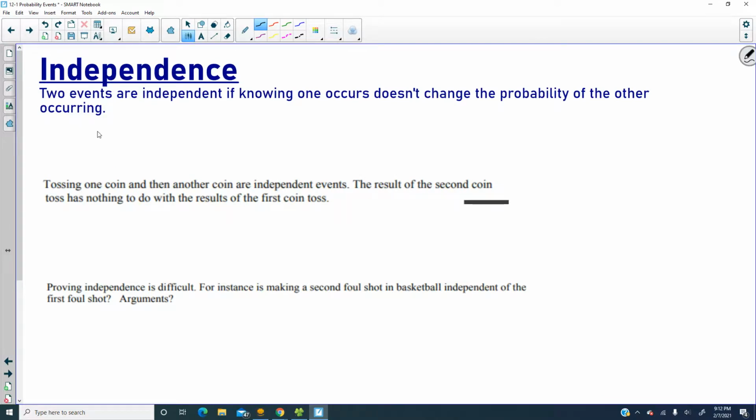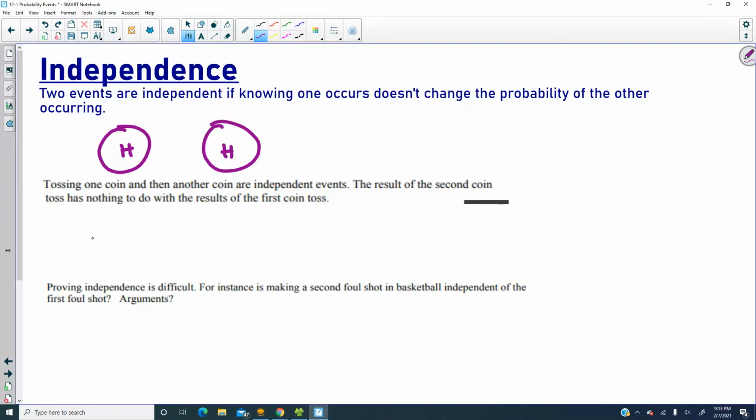All right, now let's talk about independence. Two events are independent if knowing that one event occurs doesn't change the probability of the other event occurring. With independence, we're thinking more of two things happening. For example, tossing one coin and then another coin are independent events, or even the same coin over and over. So let's say I have a coin with a heads on one side and tails on the other, and then I toss another coin with a heads on one side and tails on the other.